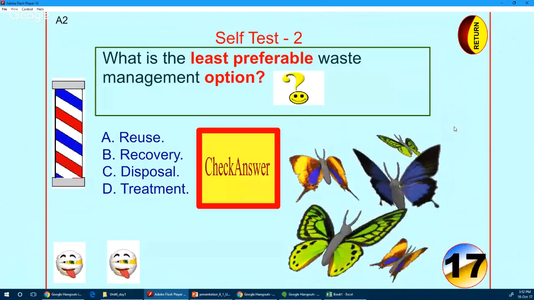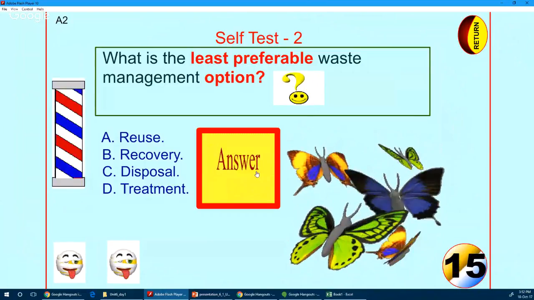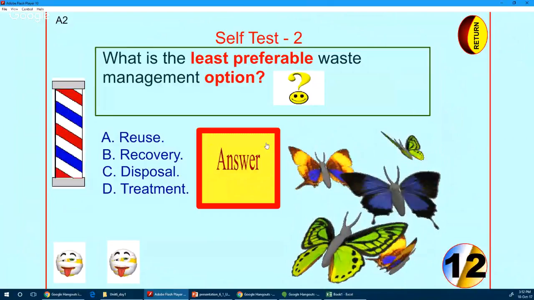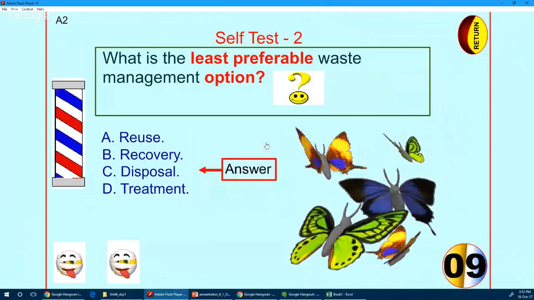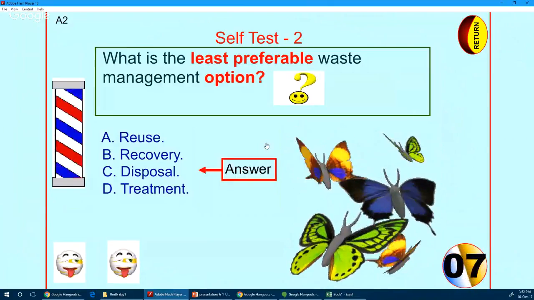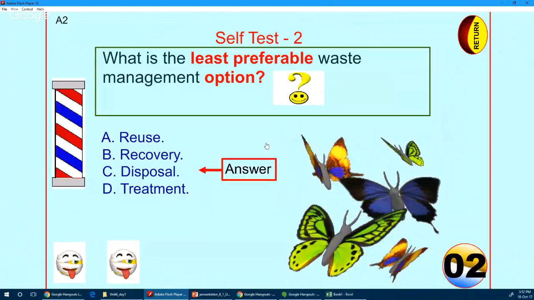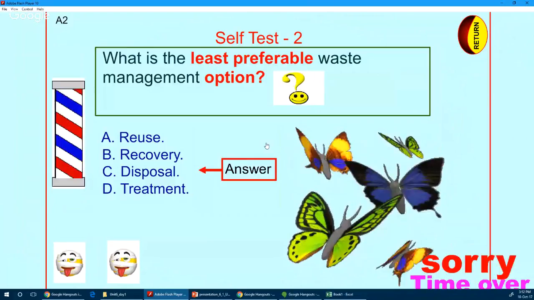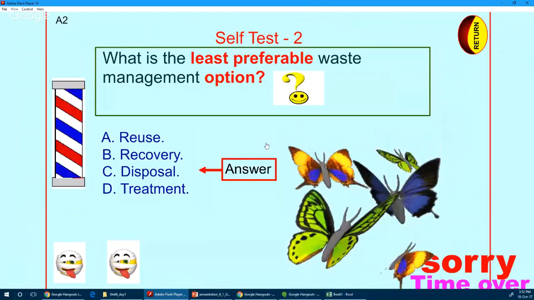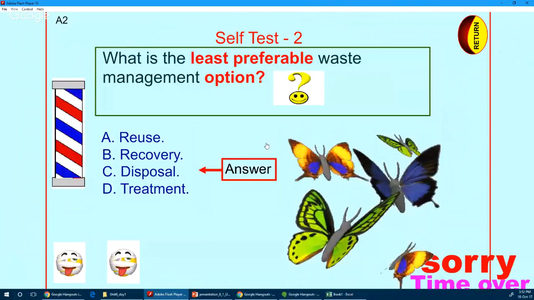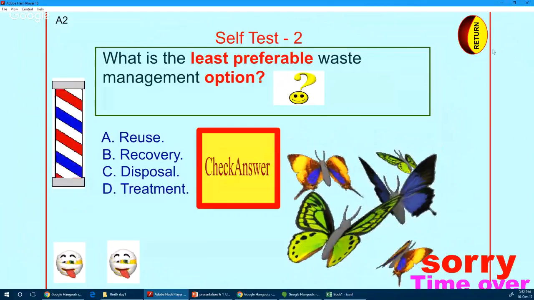It's almost time. You go for B. Whatever the question was, the least preferable is disposal. Reuse saves material. Recovery saves. Treatment saves. But disposal does not save. The least preferable is disposal.